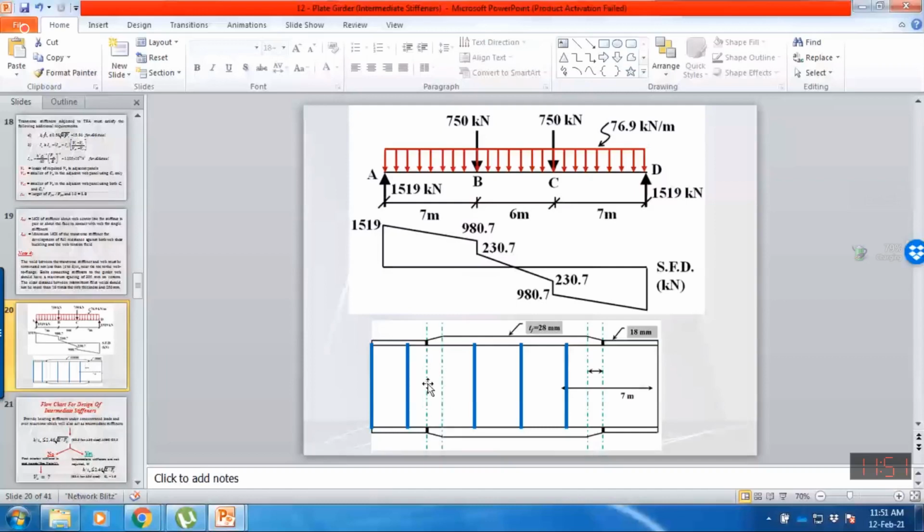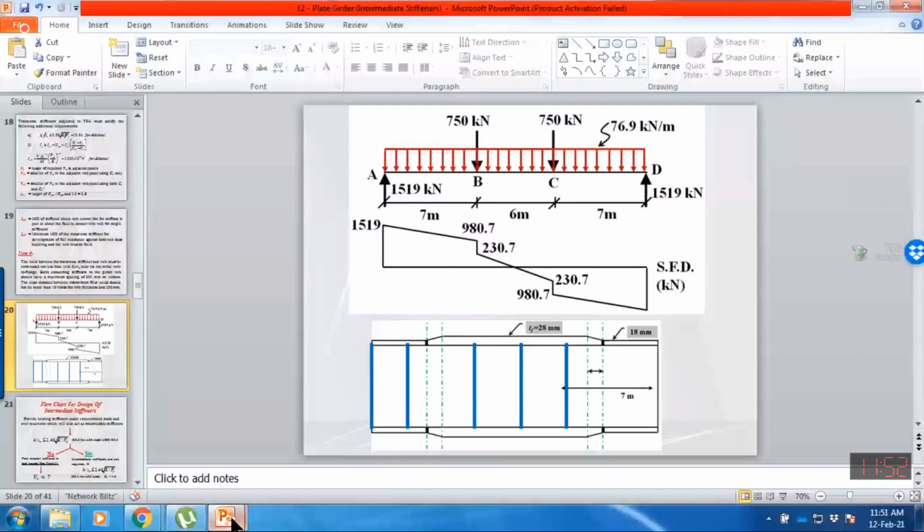So the V_r value will be the minimum applied shear in the adjacent panel, or in any one panel on both sides. So that will be the shear force at this junction, because this web panel is subjected to maximum shear 1519, and this web panel is subjected to maximum shear just at this junction. So the lesser value will be in this second panel. So V_r will be whatever is the shear force at this junction. So we shall determine it when designing.